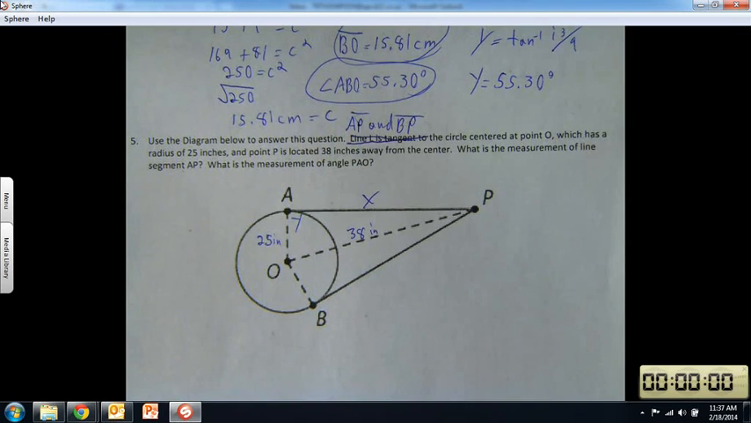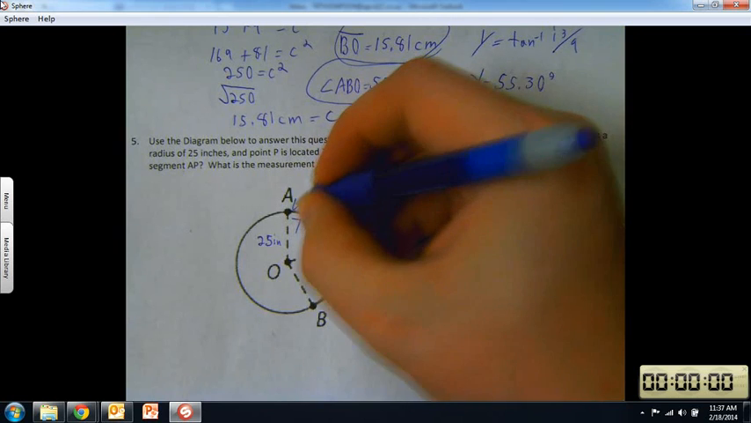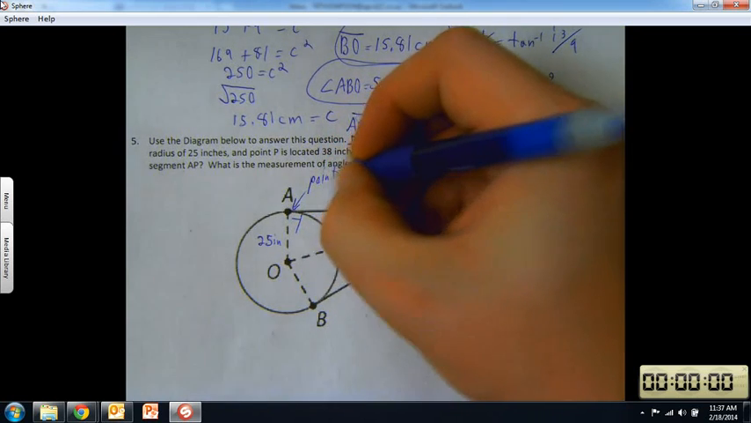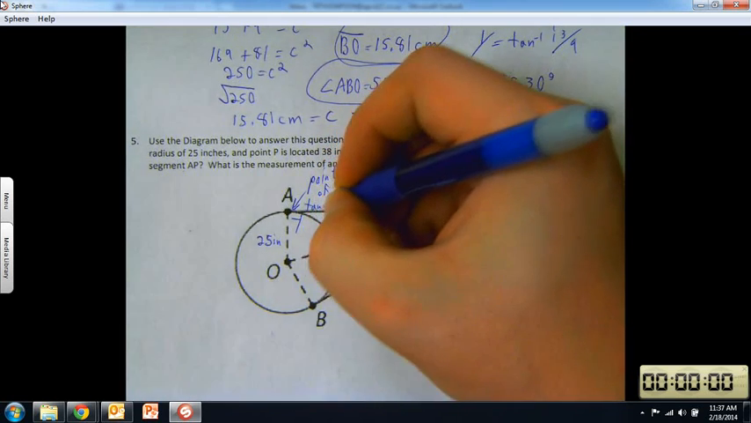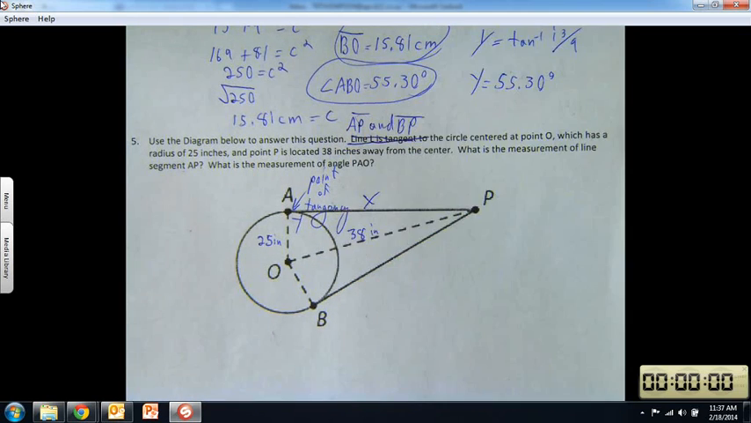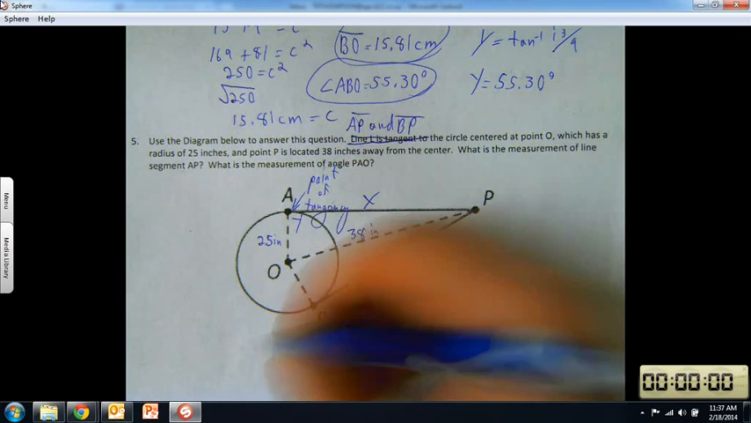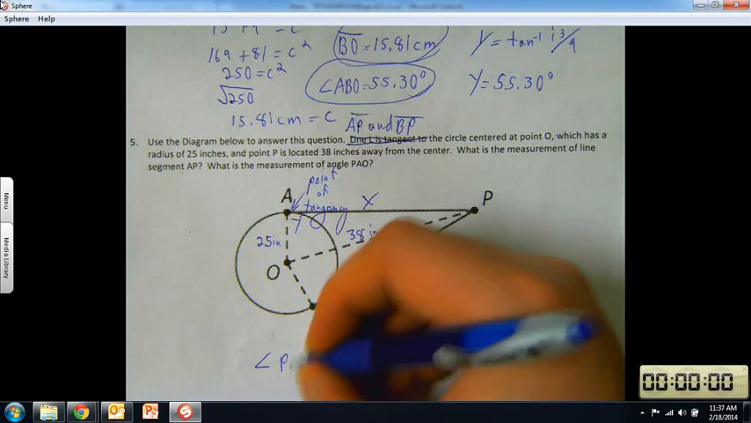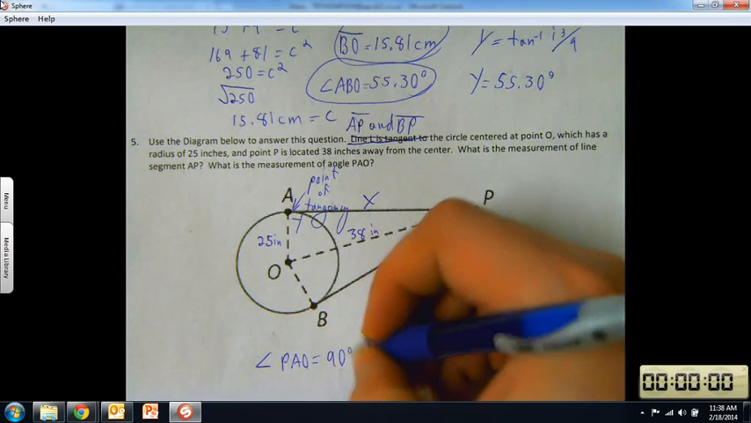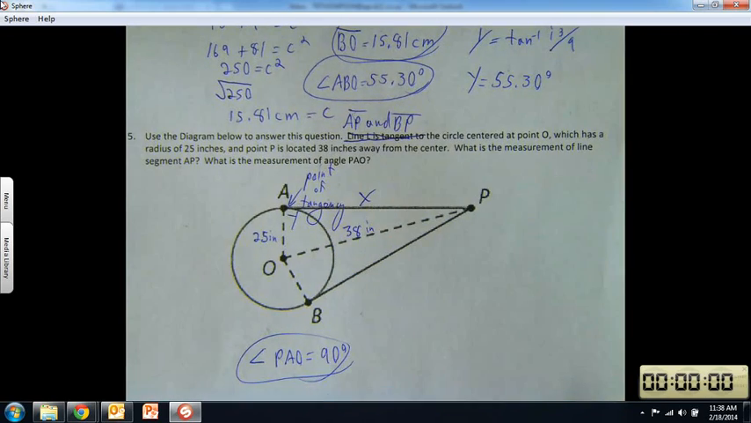Now, first things first. The angle should be easy to find. This is our point of tangency, which means that this angle is supposed to be 90 degrees. So angle PAO equals 90 degrees. And we know that just based off the property of tangents.